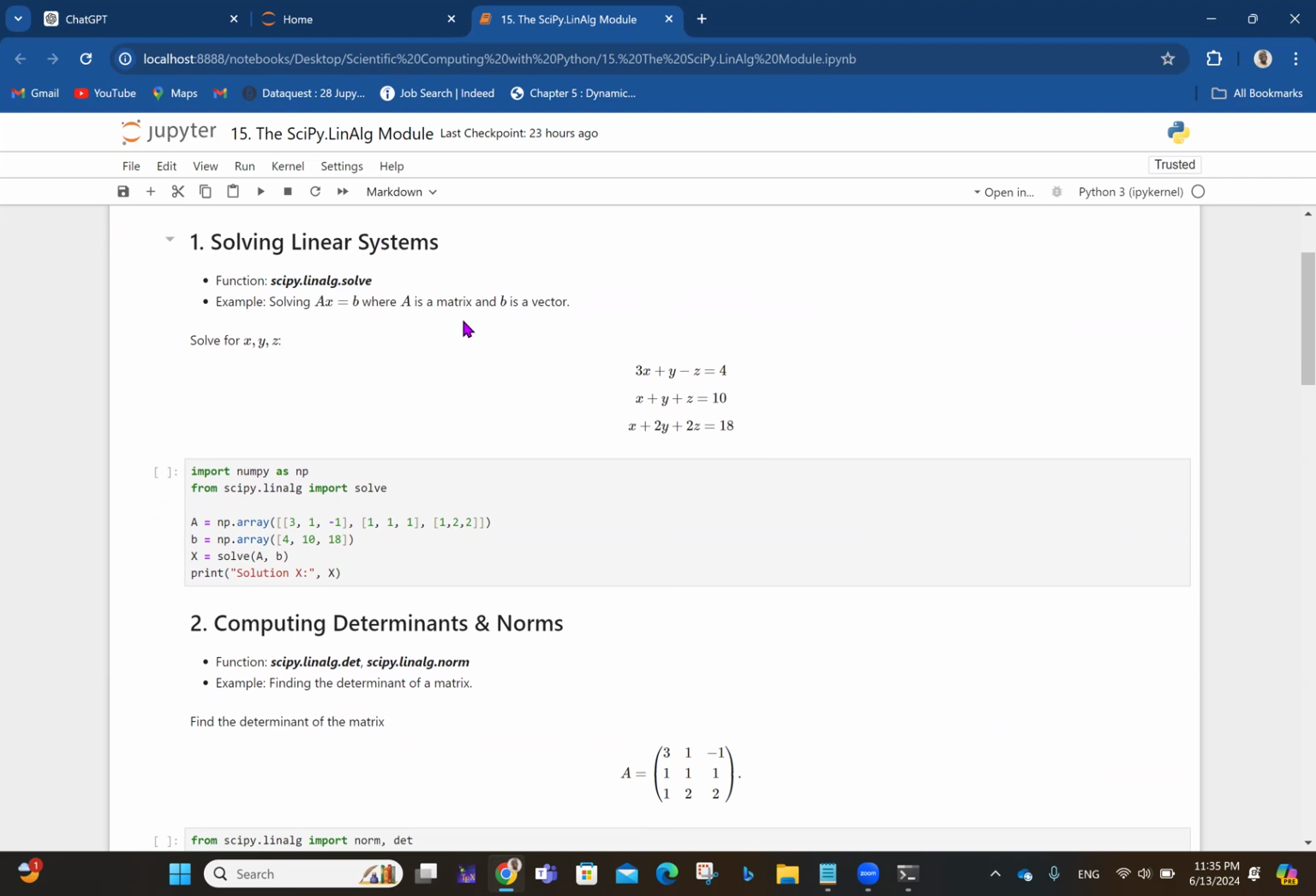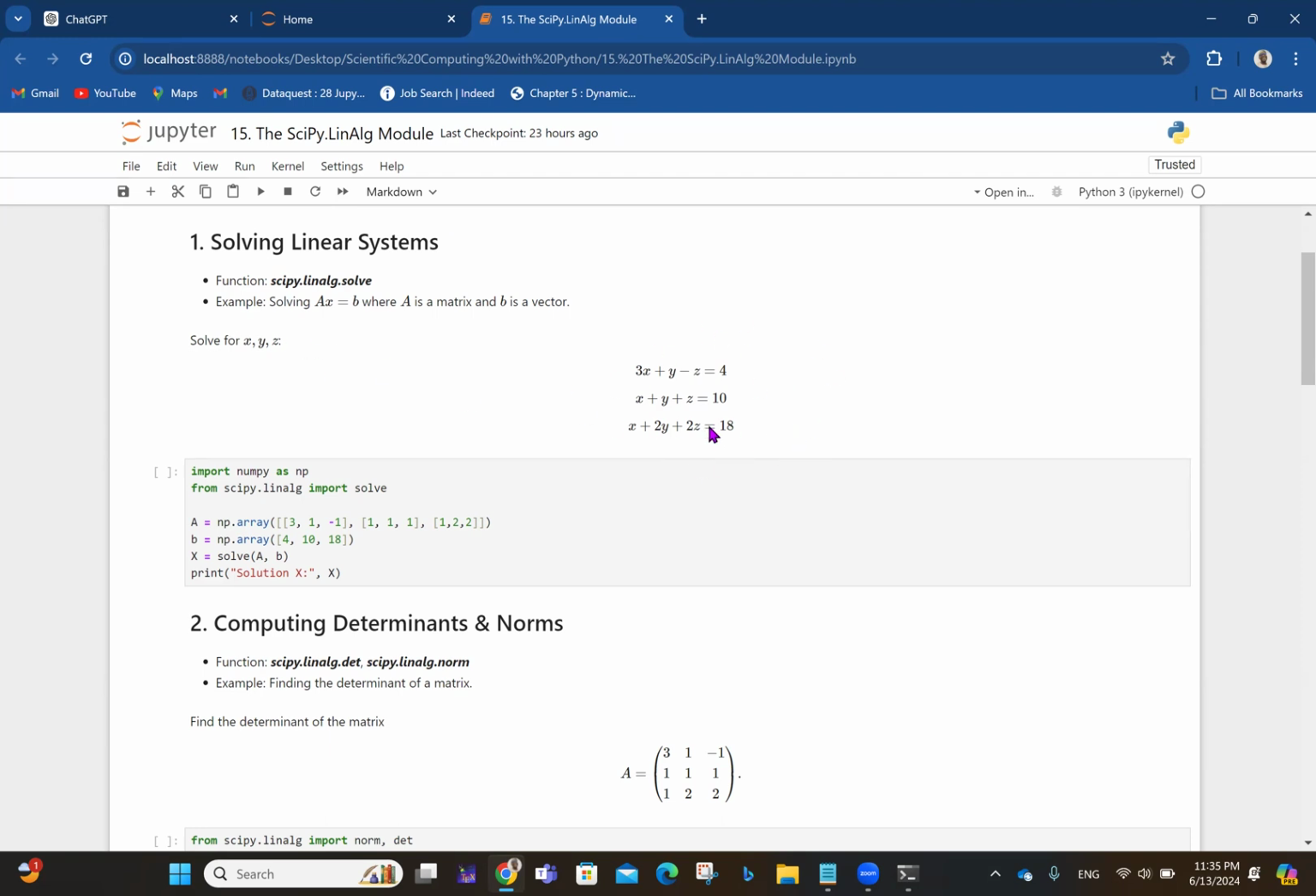First of all, solving linear systems. In the LinAlg module, what we need for that is the solve function. So SciPy is the library, LinAlg is the module, and solve is the function. So you have SciPy.LinAlg.solve. The key thing here is solve. For instance, you want to solve AX equals B, where A is a matrix and B is a vector, just like what you have when you're solving a system of linear equations, like the one you have here.